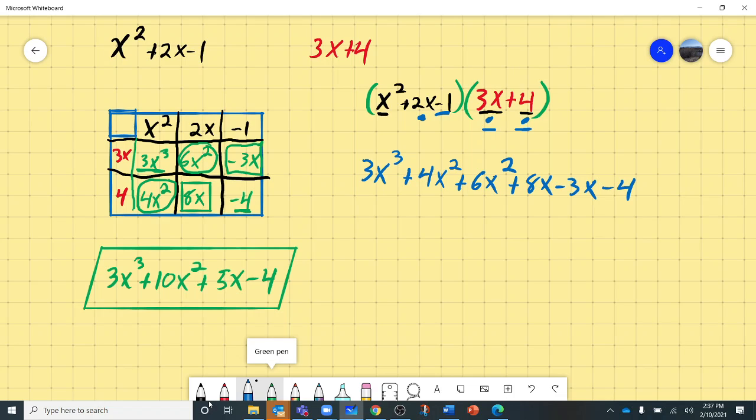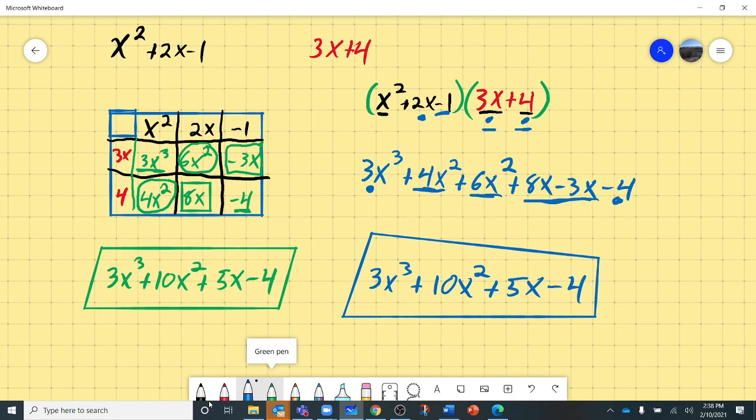But now that I have my extended version, I guess we could call this, I'm going to go through and collect my like terms. So 3x cubed, that is the only 3x cubed. So I'm going to write that down, 3x cubed. I have a 4x squared and a 6x squared. I'm going to combine those. That gives me 10x squared. This one was nice. Everything kind of fell in order. An 8x and a negative 3x. That is my plus 5x. And then the negative 4 is all by itself again. So again, I got the same answer, just using a slightly different method and drawing a slightly different shape around it.